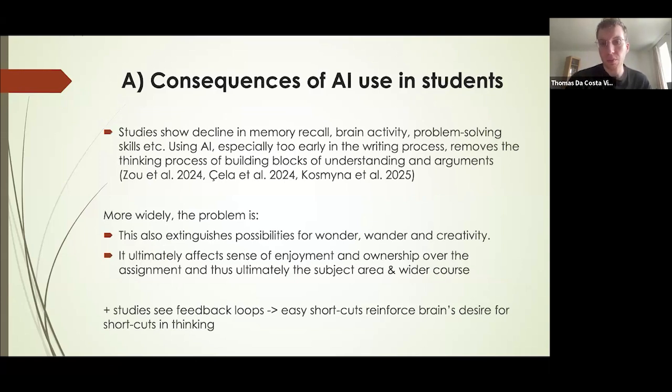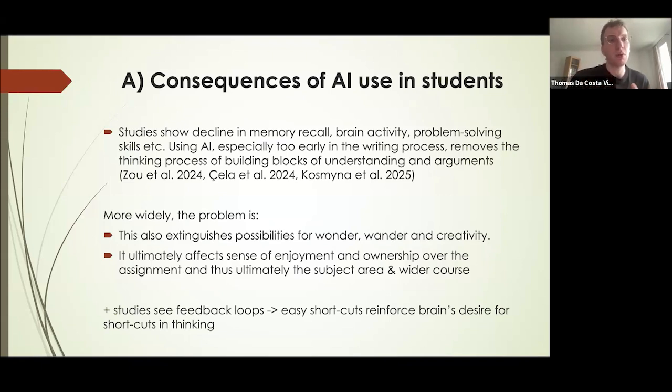The consequences, of course, as we increasingly know, are bad for cognition: decline in memory recall, lower levels of brain activity, lower capacity to problem solve. The big issue that I wrote here on the slide is that when humans, including ourselves, use AI too early in the thinking and writing process, it creates something even more than a shortcut. It's the destruction or erasure of the early thinking process, the building blocks that lead to understanding, reflection, the making of messages and arguments. And that's really what we want to avoid. So that's the key thing in terms of actual thinking.